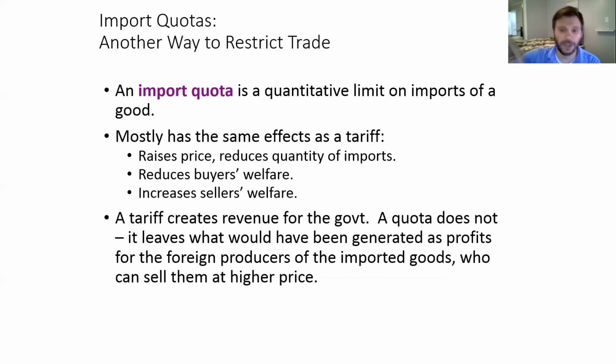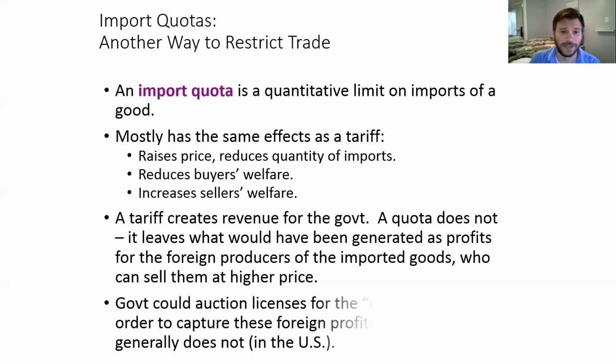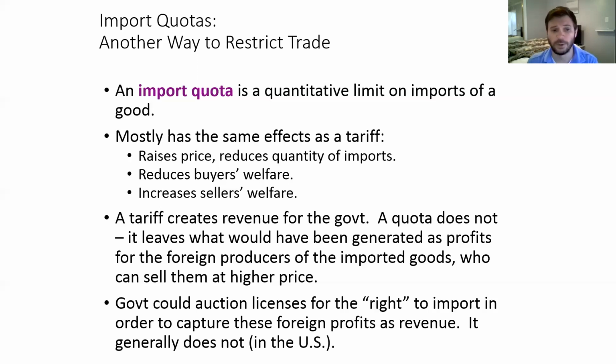Okay, E was still coming out of the consumer's pocket under the tariff. But the import quota reduces the consumer surplus by that much. And instead of the government collecting that revenue, it is now left abroad. Okay, the government could do other things like auction off licenses for the right to import in order to try to capture some of these foreign profits as revenue, but it generally does not do this.